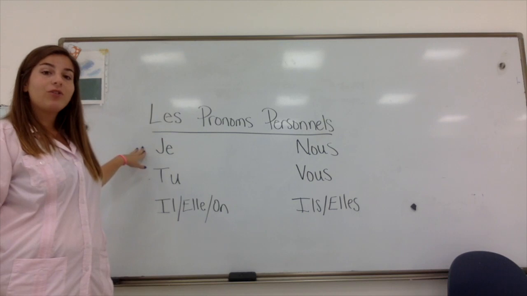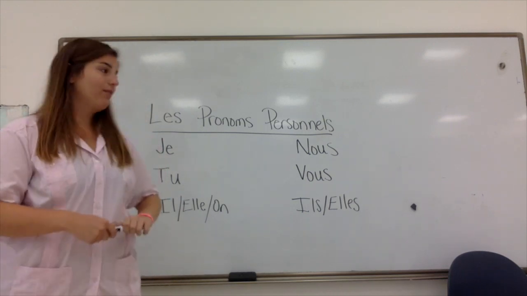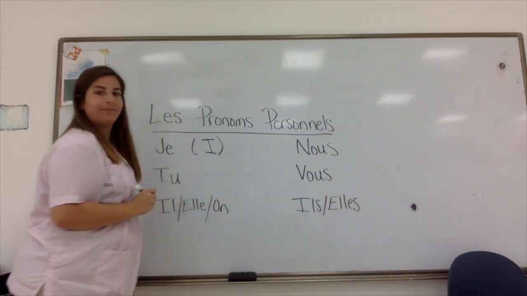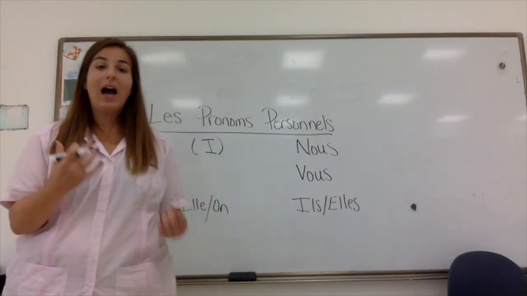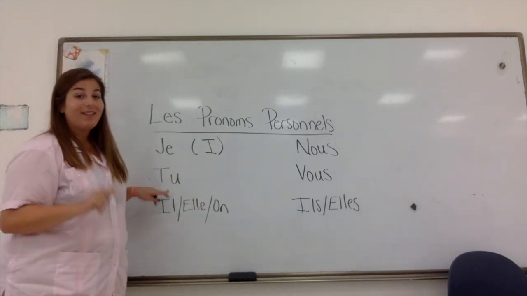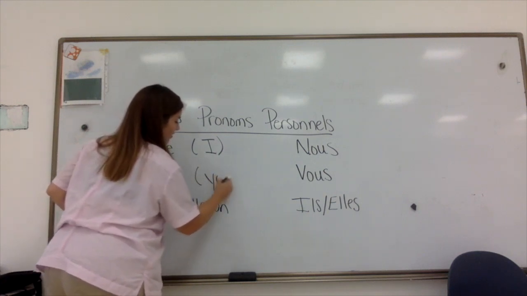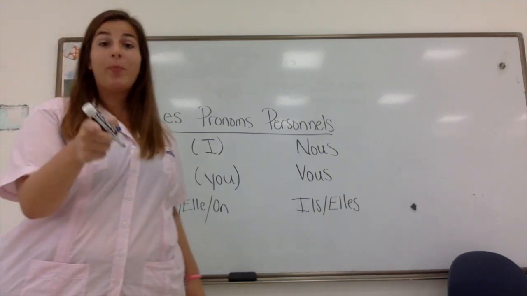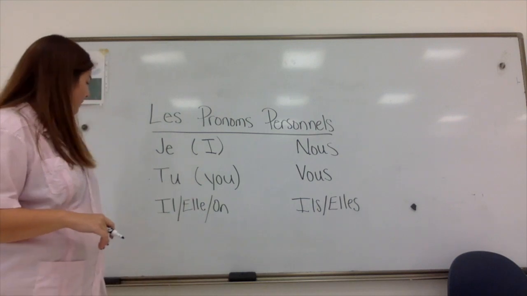Je, in French, c'est moi, je. I, right? Je, I. For example, we say je m'appelle en français. I call myself. Je m'appelle, right? Tu, ça c'est toi. Tu, you, okay? Tu t'appelles Sarah. Your name is Sarah, for example, okay?